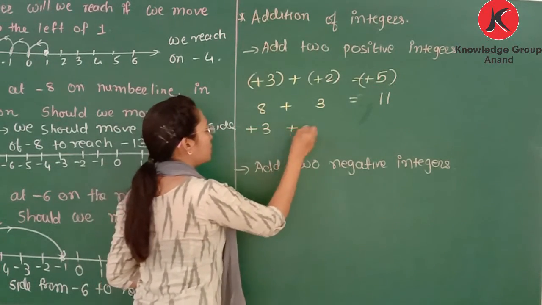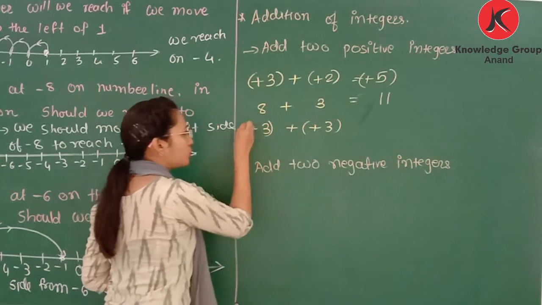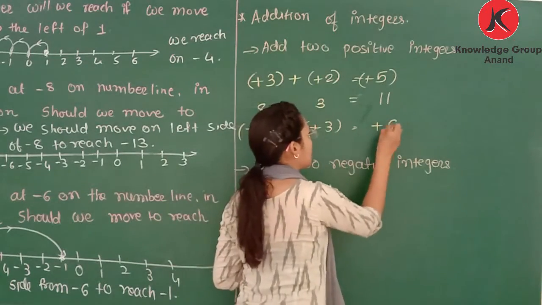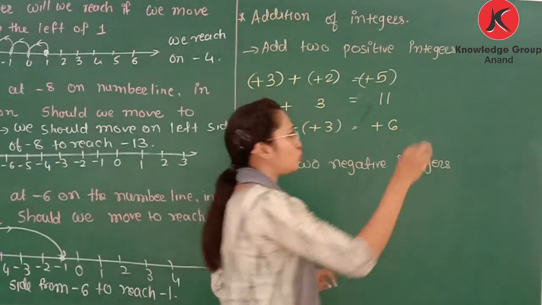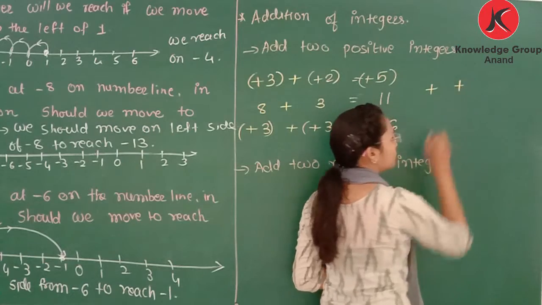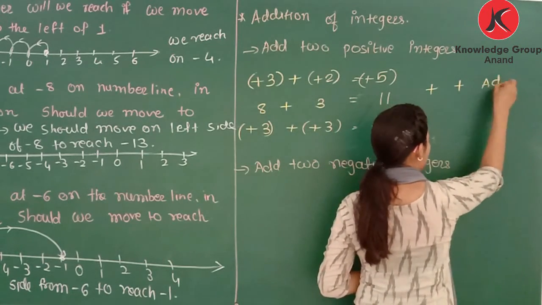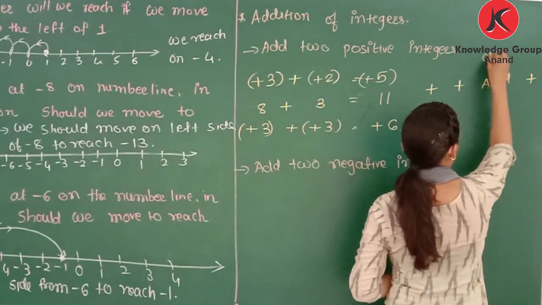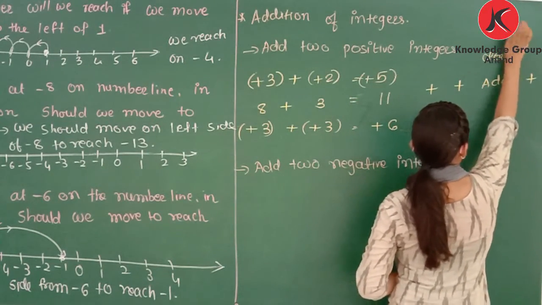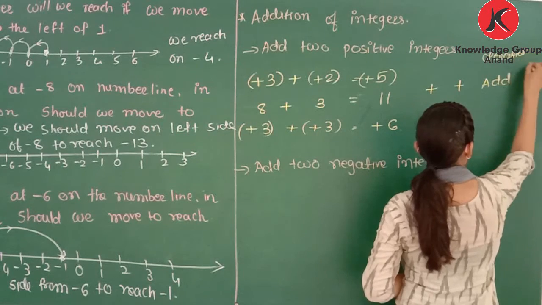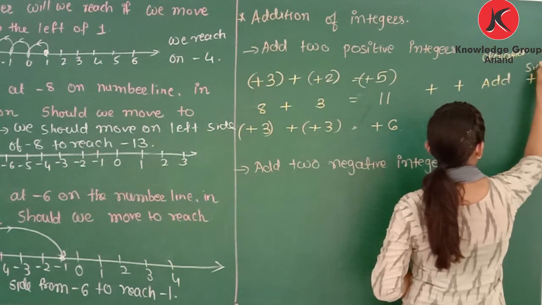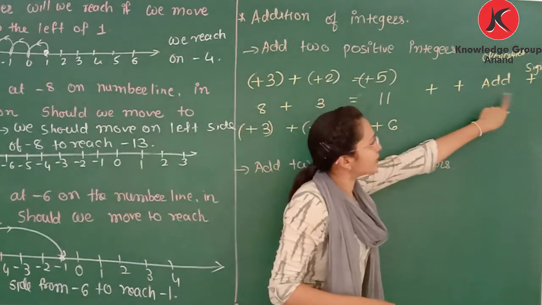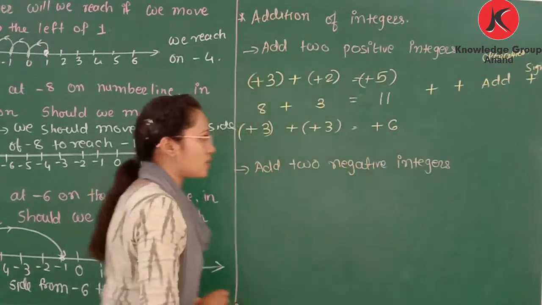Plus 3 plus 3. So here again both are positive. So add the numbers: 3 plus 3 is 6. Clear? So if two numbers are positive, then add the numbers and the sign is positive. Here we are performing the operation and this represents the sign. So if two numbers are positive, add the numbers and the sign is plus.